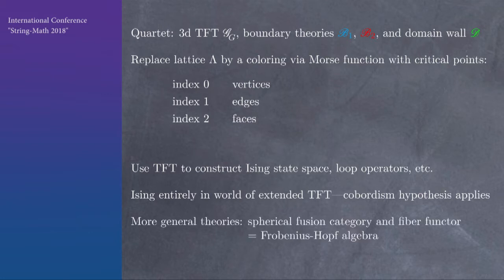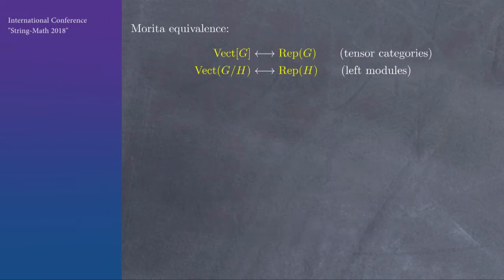So this immediately tells us how to get more general theories, because we don't have to start with Vect G for the gauge theory. We could start with any nice tensor category with the right finiteness and invariance, and we just need this fiber functor to construct the other boundary theory. And those, again, by a Tannakian type theorem, are given by Hopf algebras. So we could get more general lattice models in 2 dimensions from these Hopf algebras.